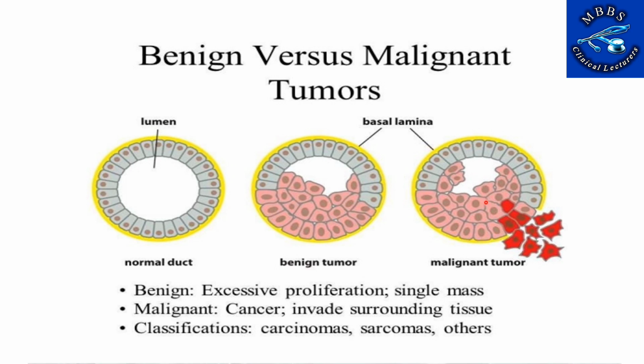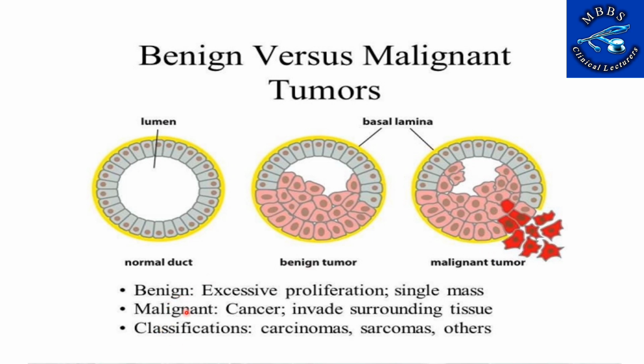But here you can see very anaplastic cells, the nuclear cytoplasmic ratio is very abnormal, and here you can see the tumor cells have invaded the basal lamina, so you label it as malignant, and it has the potential to spread locally and to metastasize to distant organs.